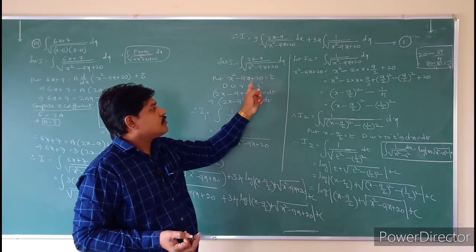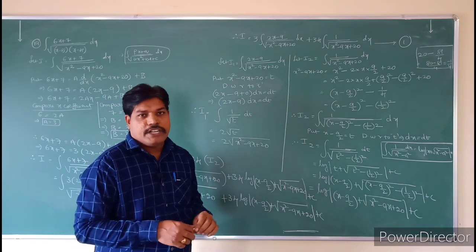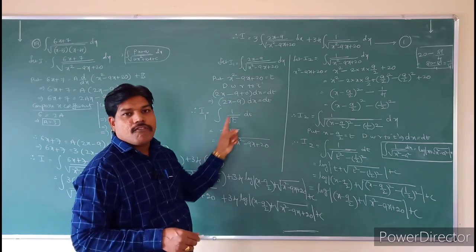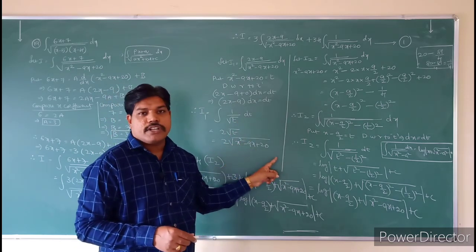So x square minus 9x plus 20 is equal to t. So 2x minus 9 into dx will become dt. So I1 is equal to integral of 1 by root t into dt. So 2 into root of x square minus 9x plus 20 is the I1.